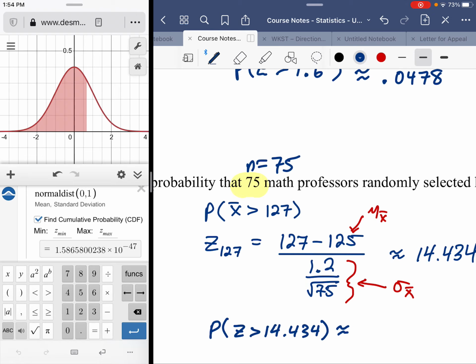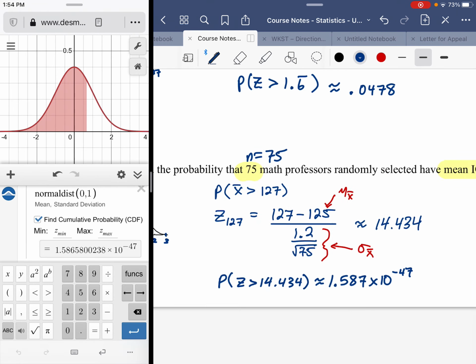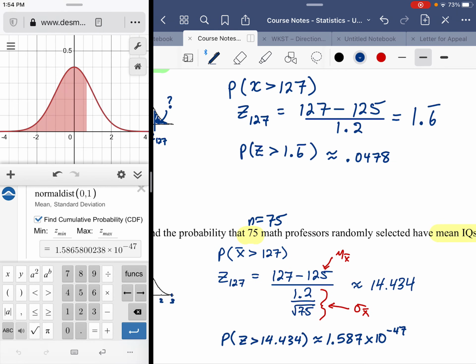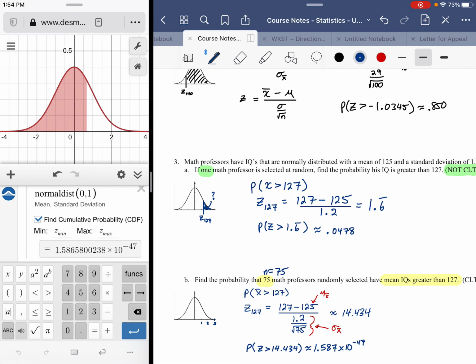It's going to be 1.587 times 10 to the negative 47th power. All right, that would be like writing point and then writing the number 0 46 times and then starting with the 1587. That's obnoxiously small. It's to the point of almost being impossible.